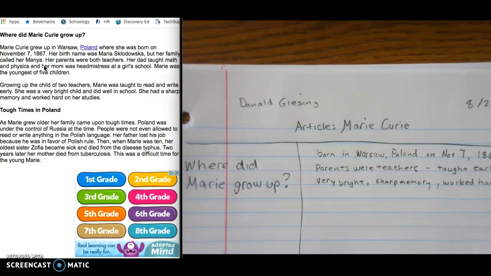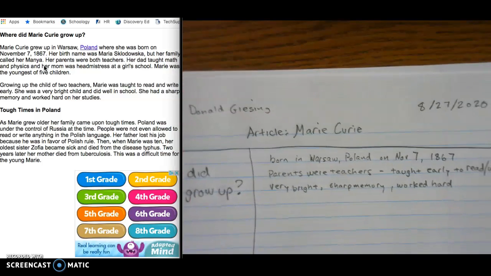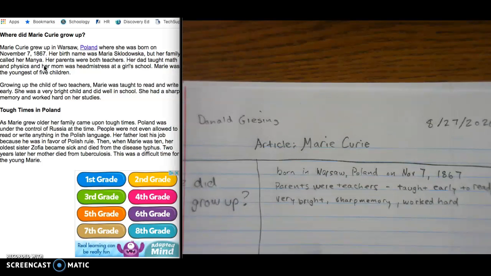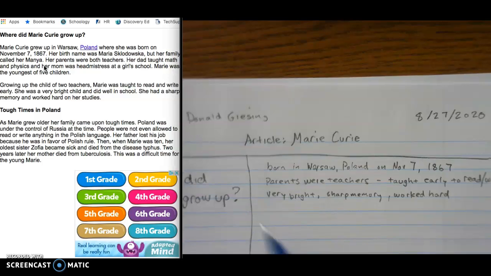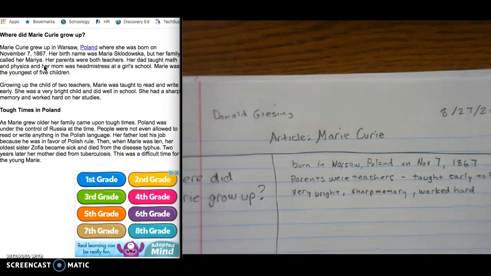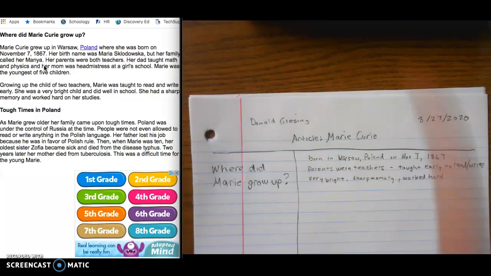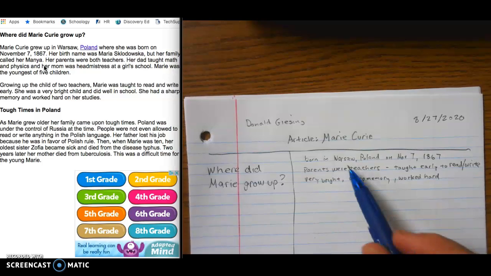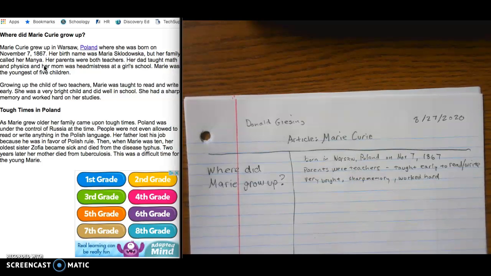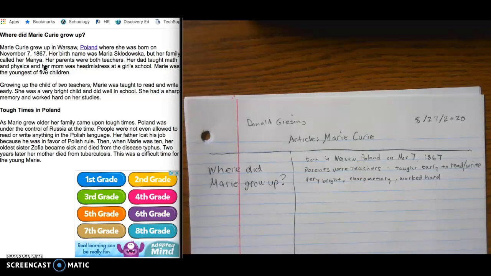So now we have this section of notes. These are the things that we think are important, and this is the big question. As we look at this, we can quickly find where did Marie grow up, and then we have some individual notes that we think are important about where Marie grew up. So that's kind of the basic idea on how we take Cornell Notes.